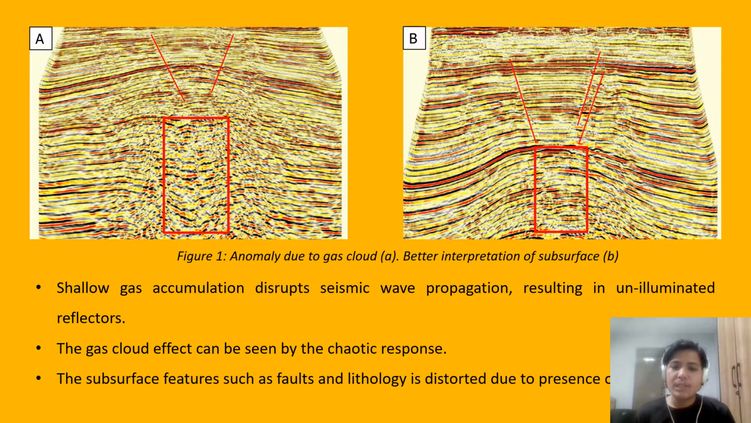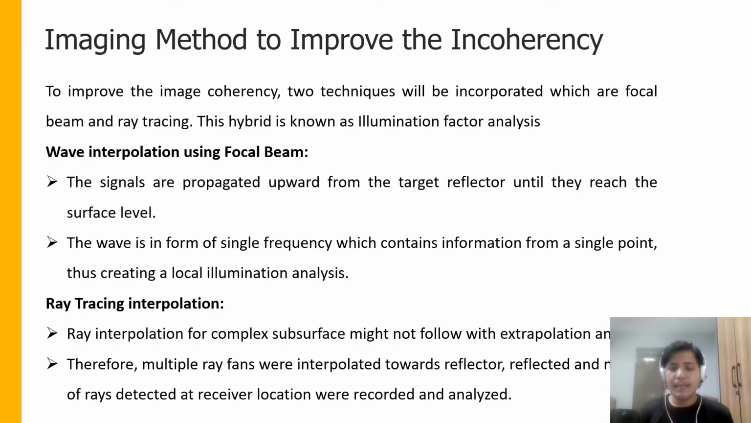Now, shallow gas accumulation will disrupt seismic wave propagation, resulting in unilluminated reflectors, or in other words, incoherency in the seismic image. The gas cloud effect can be seen by the chaotic response in figure 1a on the red rectangle. The subsurface features such as fault and lithology are distorted due to the presence of gas cloud, where you can see in figure 1a and figure 1b, the lithology and also the fault structure are distorted due to the gas cloud presence. Now let's look at the imaging method to improve the incoherency.